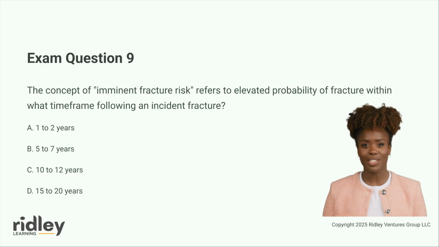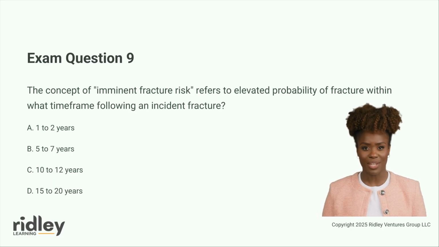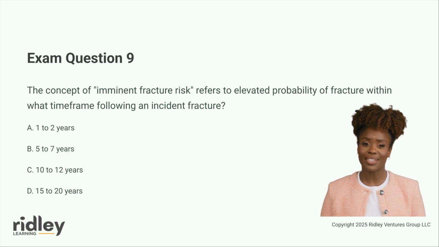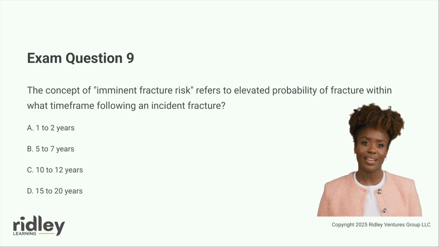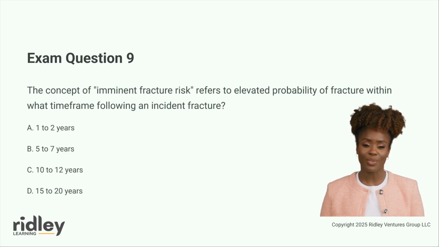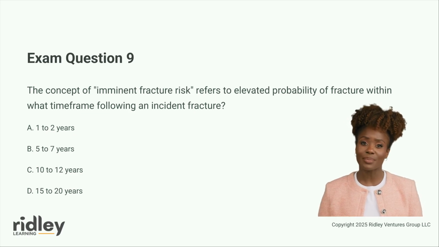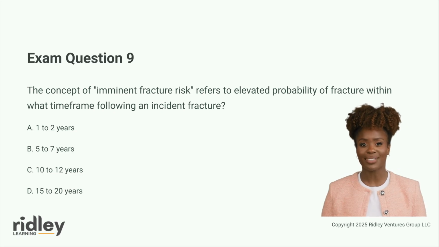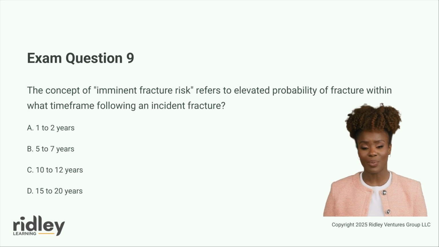Question 9. The concept of imminent fracture risk refers to elevated probability of fracture within what time frame following an incident fracture. The correct answer is 1 to 2 years. Imminent fracture risk is a critically important concept in contemporary osteoporosis management that has shifted clinical practice toward more aggressive early intervention. Research has demonstrated that patients who experience a fragility fracture have a substantially elevated probability of sustaining another fracture in the near term, defined as the subsequent 1 to 2 years.